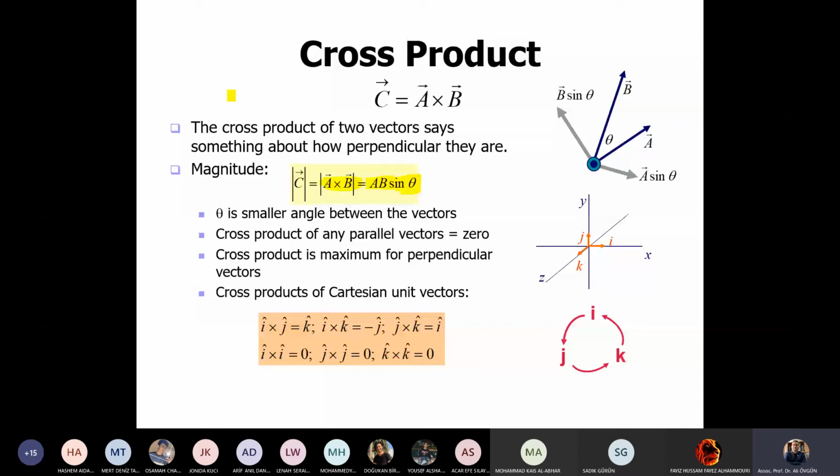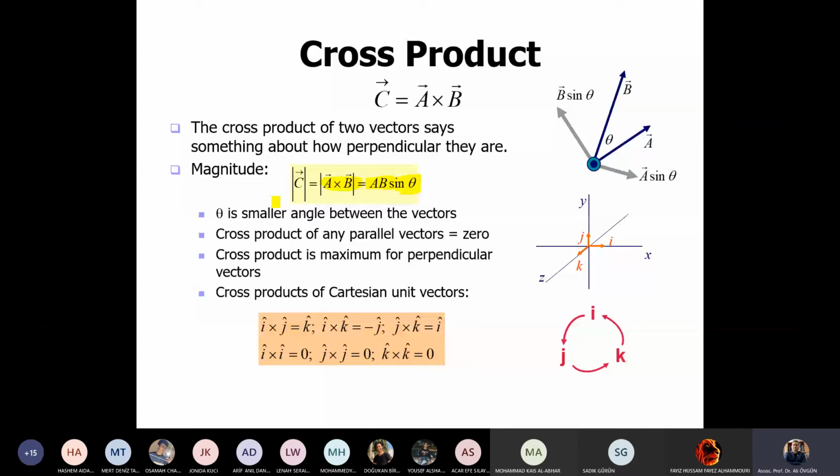Another important thing is that here A and B are magnitudes, but you can also find the magnitude of the cross product here, because the cross product is a vector product. So at the end, you find a vector, and it has components. What is this theta? Theta is the angle between the A and B vectors. The cross product of any parallel vectors is 0.